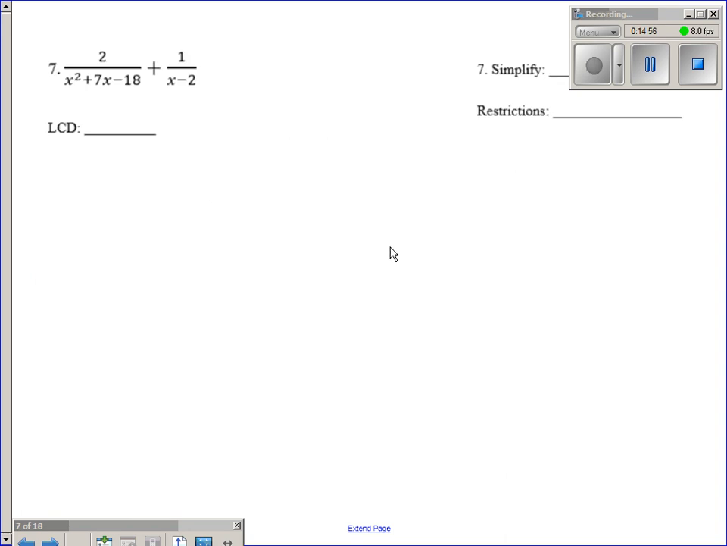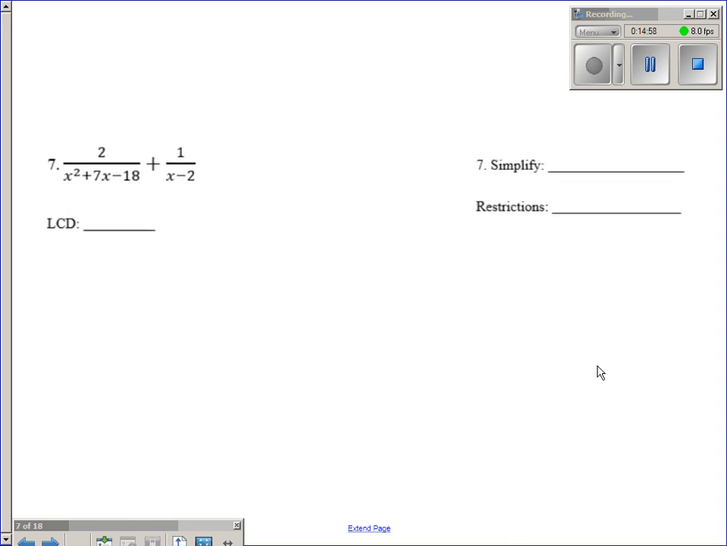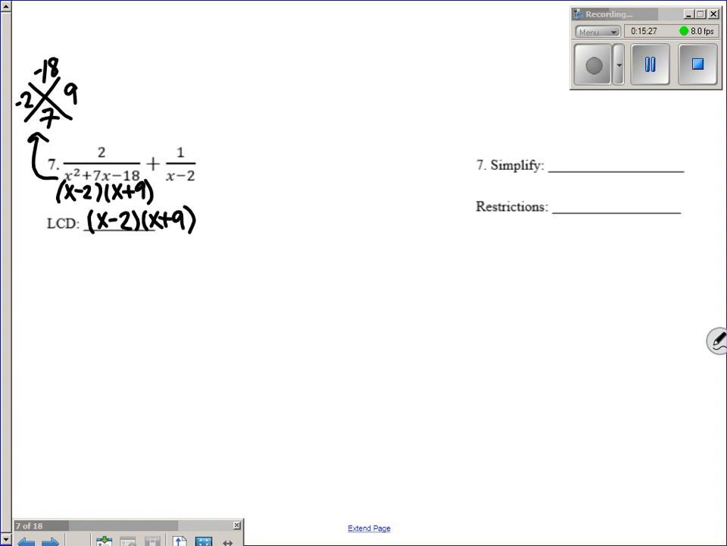Okay, number 7. This is another addition problem. So to find the LCD, we are going to have to factor this. Negative 18 on top, 7 on the bottom, 2 and 9 with a negative 2. So this becomes x minus 2, x plus 9. Which, if you notice, there is another x minus 2 in the other fraction. So your LCD is going to be x minus 2, x plus 9.